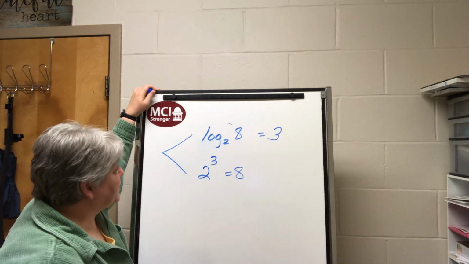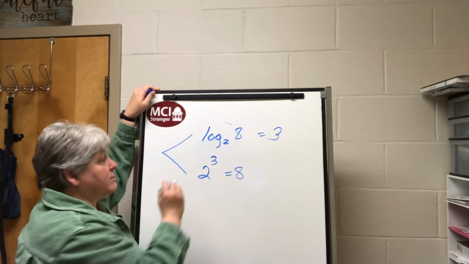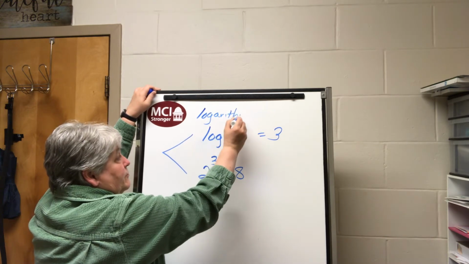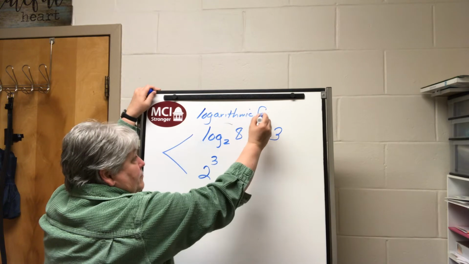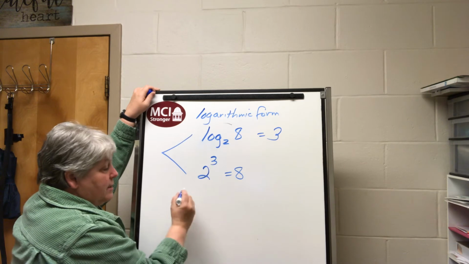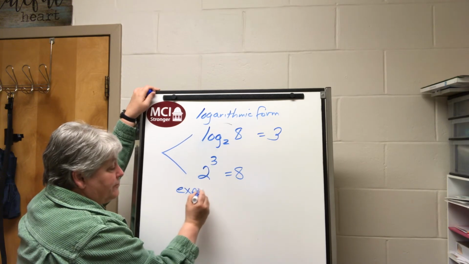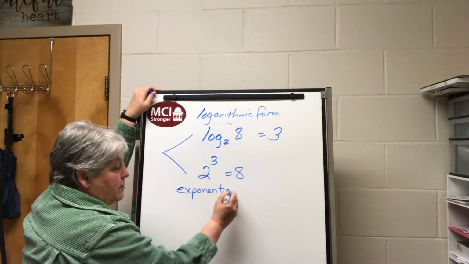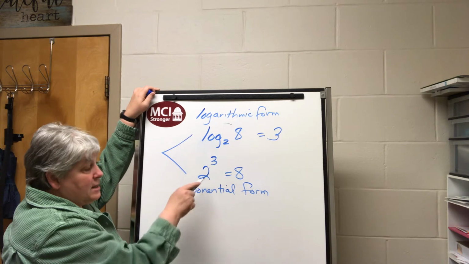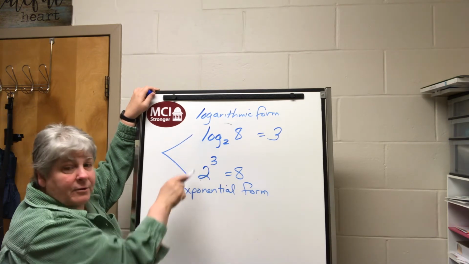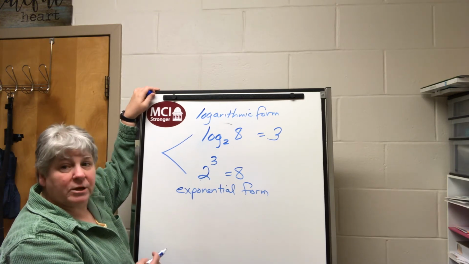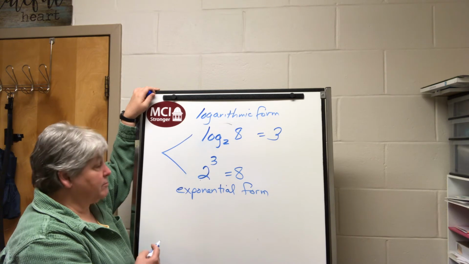So the form that you see where the word log is present, we call that the logarithmic form. And the one that is written just as an exponent is called the exponential form. So basically, when I ask you to go back and forth between the forms, it means that I'm giving you one form or the other, and you're busy rewriting it the other way. Go ahead and take a screenshot of that if you want to save it for notes.